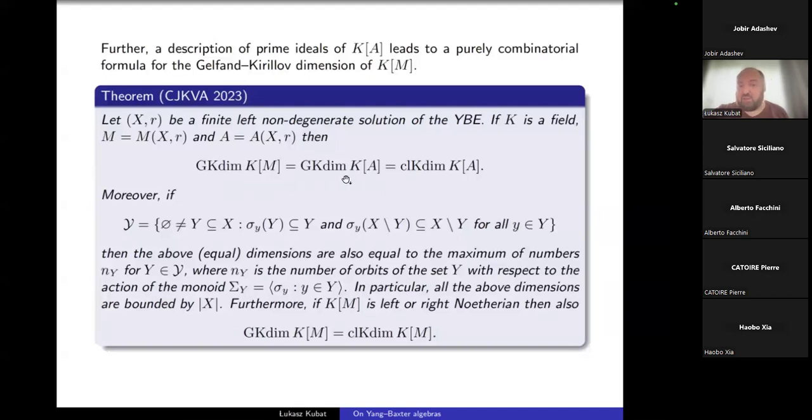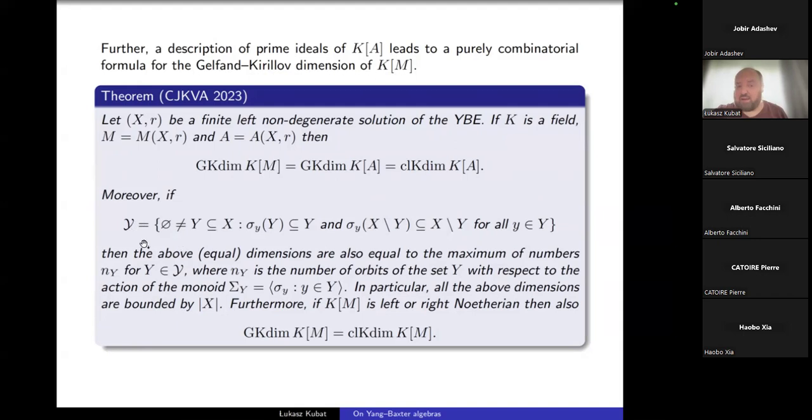And again, these formulas can be expressed in terms of actions of certain groups on some sets. For example, if you look at this set curly Y, we consider subsets of X which are sigma invariant, and with the complement that is also sigma invariant.